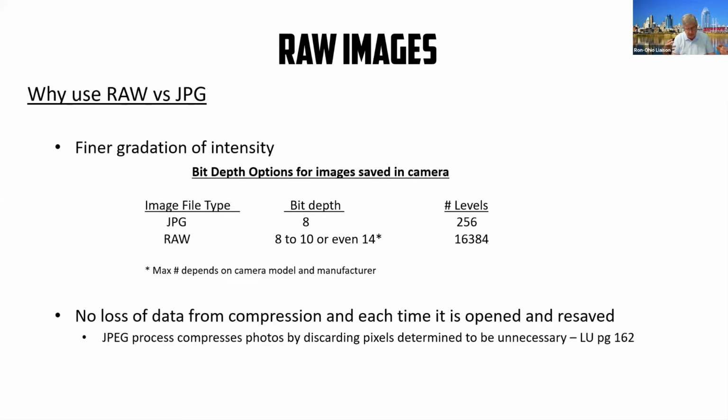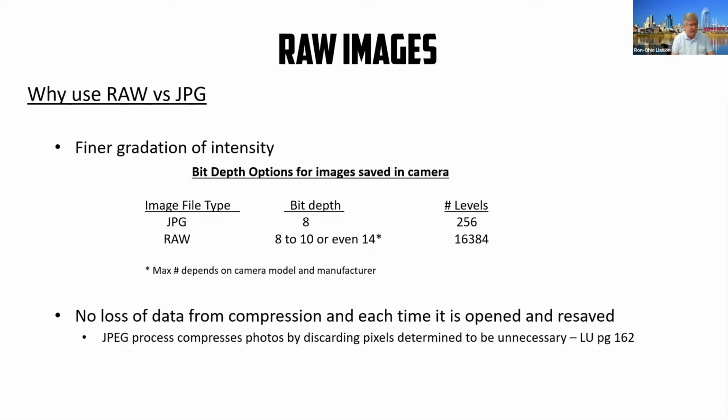See, every time you open a file and you save a file in JPEG, it approximates. The JPEG process compresses photo by discarding pixels determined to be unnecessary. Okay, that's a direct quote from London and Upton. That's an easy way to think about that. It goes through the file and tries to figure out what's important, what's not.